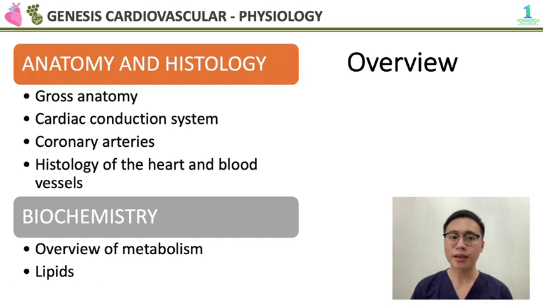So for anatomy and histology, we will look at the gross anatomy of the heart, the cardiac conduction system, the coronary arteries, as well as the histology of the heart and the blood vessels. So for this part, I specifically picked topics that I think are more important clinically.